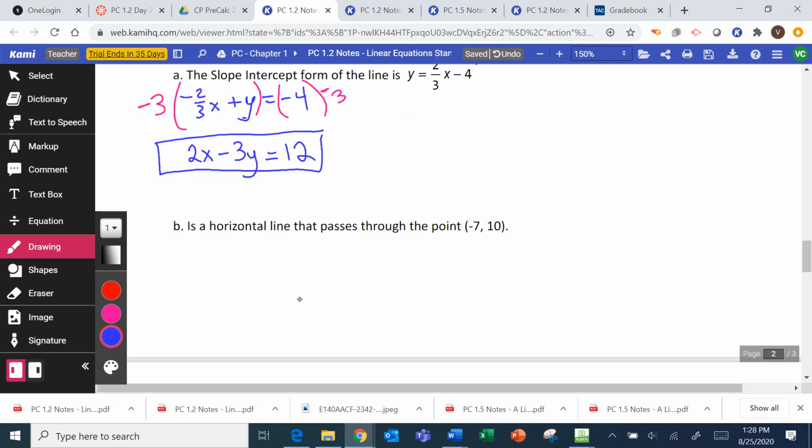All right, a horizontal line that passes through the point -7, 10. Sometimes I'm a visual person. Well, a lot of times. But with this kind, a horizontal line, I'm like, what does that look like? Let's see, we've got -7, 10. It's about here. And we've got a horizontal line that passes through that. I have to write the equation for that.